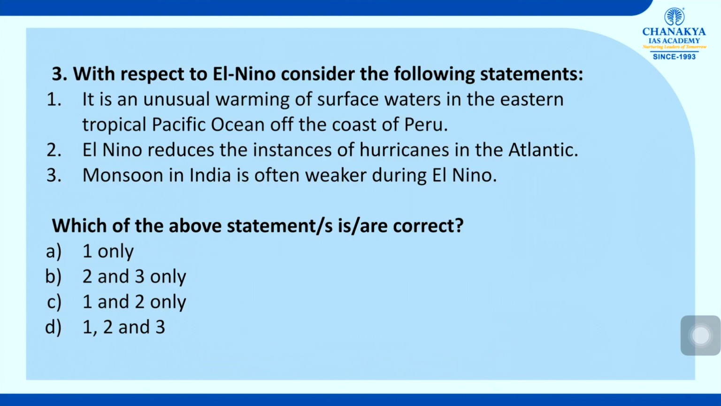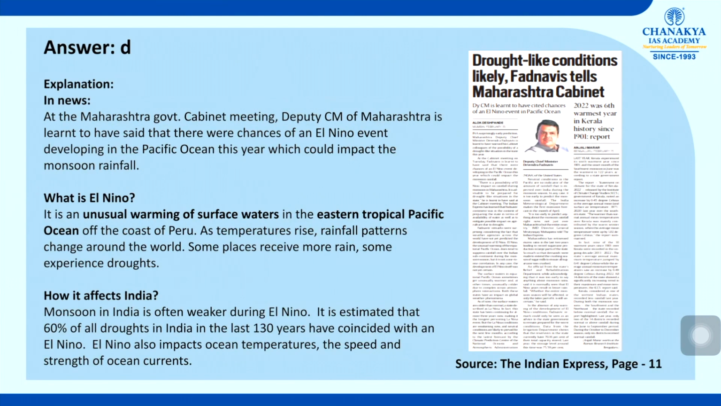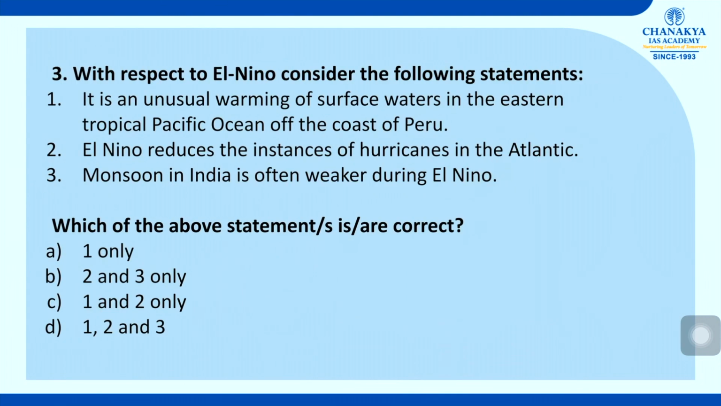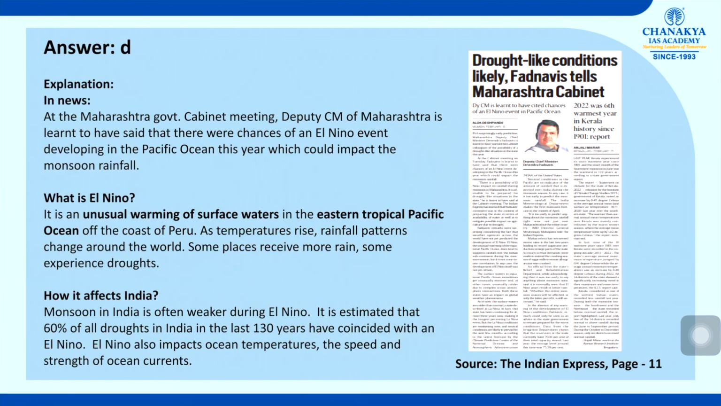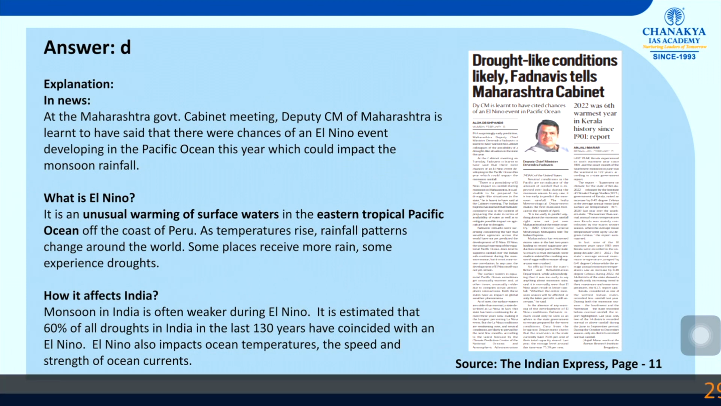Option A, 1 only. Option B, 2 and 3 only. Option C, 1 and 2 only. Option D, 1, 2 and 3. The right answer is option D, which is 1, 2 and 3. Recently, at the Maharashtra Government Cabinet meeting, the Deputy Chief Minister of Maharashtra is learned to have said that there were chances of an El-Nino event developing in the Pacific Ocean this year, which could impact the monsoon rainfall.